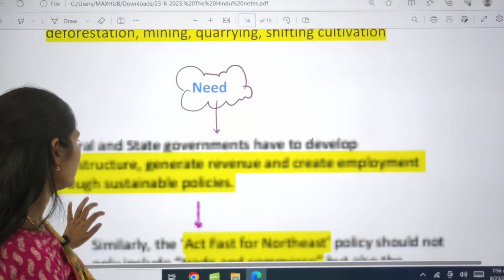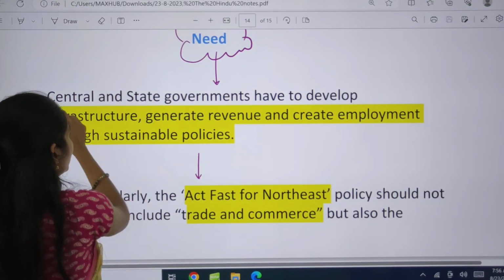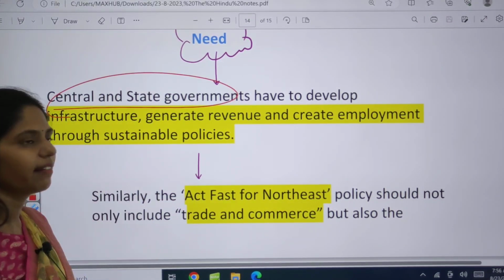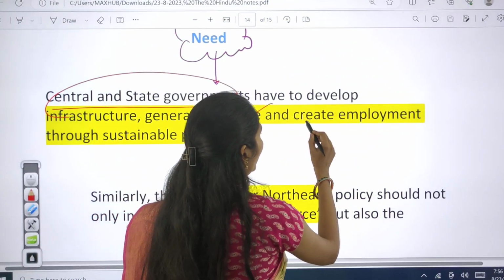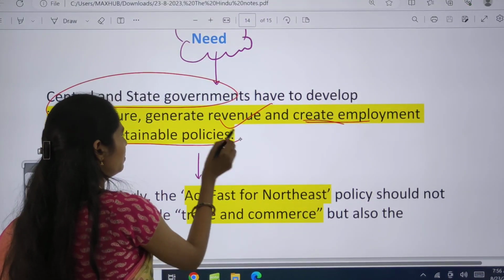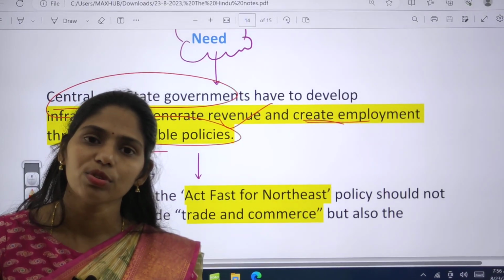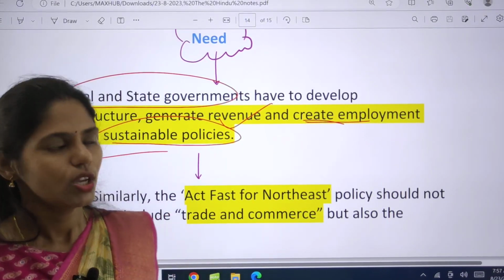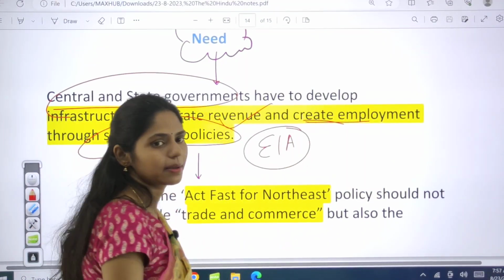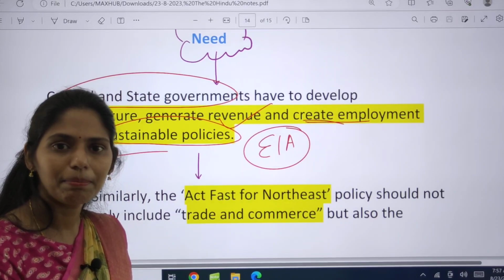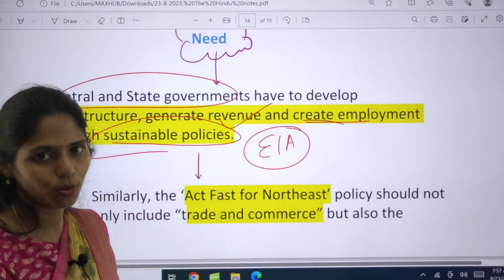The need here is that state governments and central governments need to develop infrastructure, generate revenue and create employment through sustainable policies. So whenever they go for development projects, they have to think whether it is sustainable or not. So we have to go for enough environment impact assessment. Enough environment impact assessment is very much necessary before giving clearance for any project.